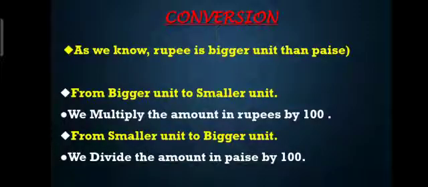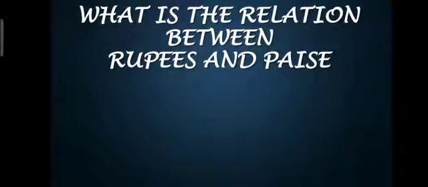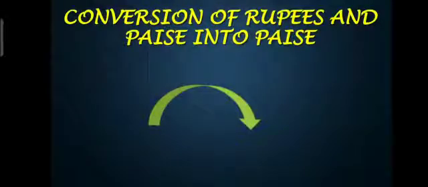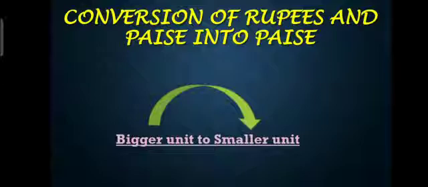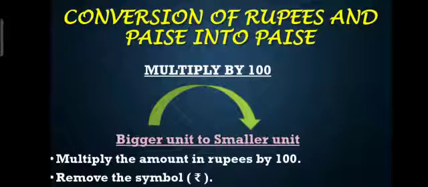Now, let's see what is the relation between rupees and paise. Children, the relation between rupees and paise is 1 rupee is equal to 100 paise. Now, let's look at the conversion of rupees and paise into paise. Children, when we are converting bigger unit to smaller unit, we will simply multiply the amount by 100. Then, remove the symbol of rupees. Let's see with the example.